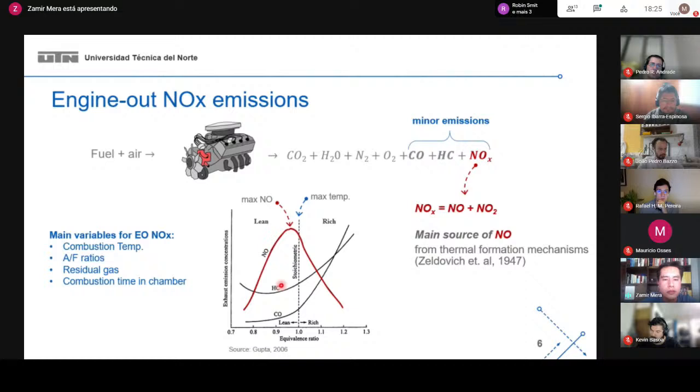Combustion temperature is a very important variable. We see in the plot for an SI engine that the stoichiometric equivalence ratio gives the maximum temperature, but the maximum NOx emissions are produced at slightly lean mixtures, where the temperature is also high but there is excess of air. Some variables that are important for NOx emissions are the combustion temperature, the effluent radius, the residual gas in the chambers, and also the combustion time in the chamber.